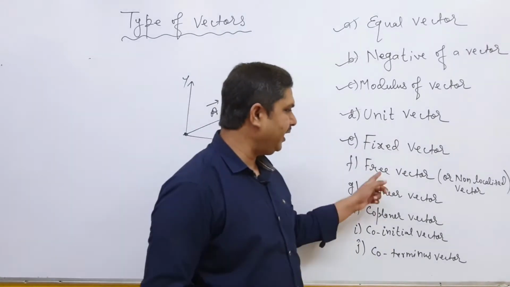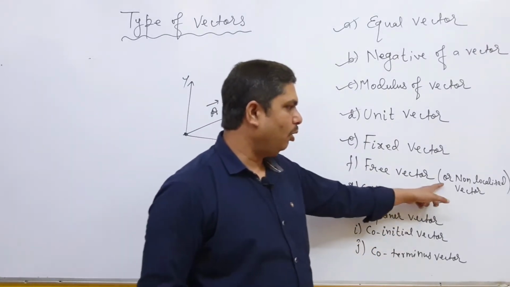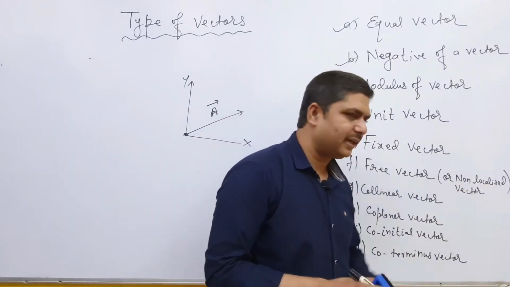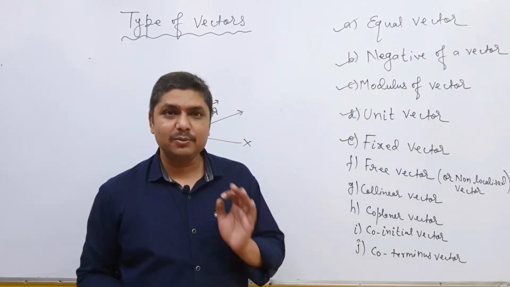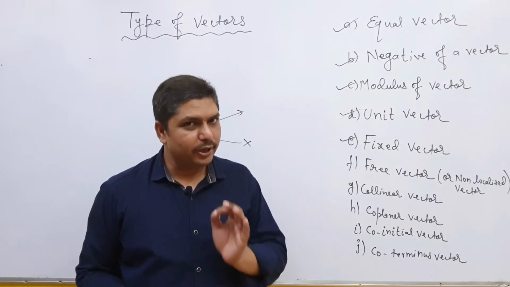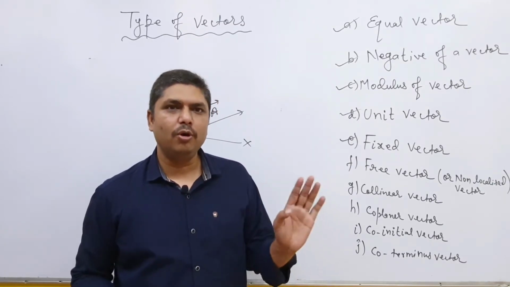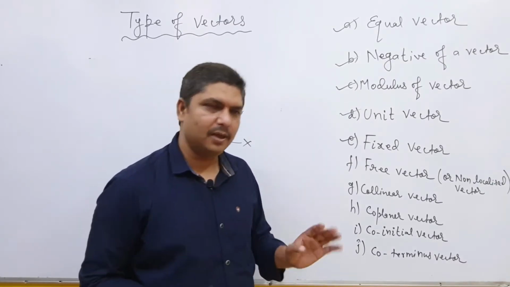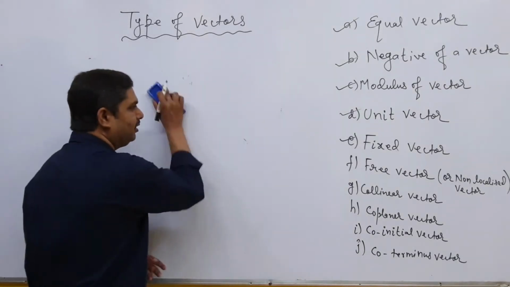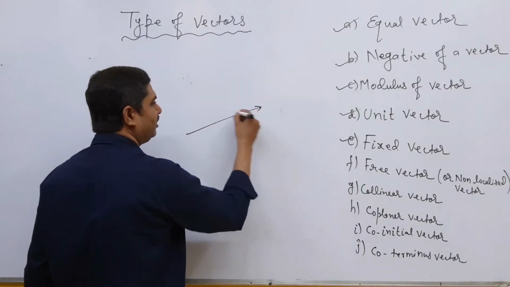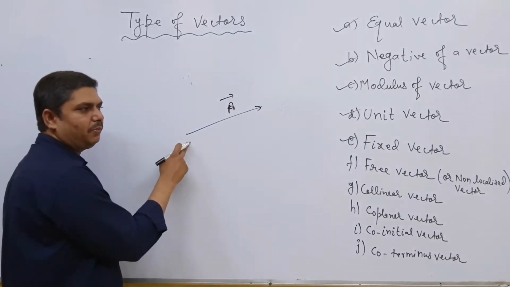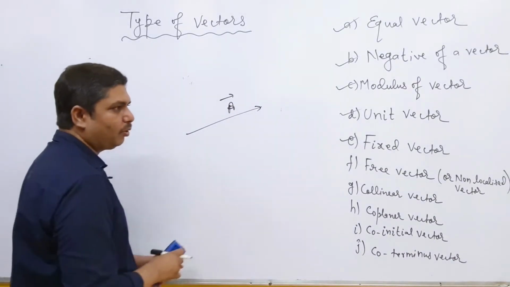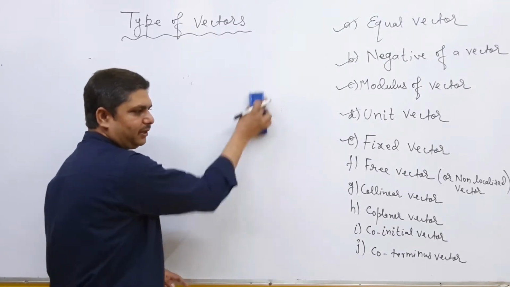Next is free vector or non-localized vector. As the name suggests, non-localized. This means that its initial point is not fixed. We don't know from where the vector is coming. If I draw a vector, this is vector A, and we don't know the initial point, then this is said to be free vector or non-localized vector.